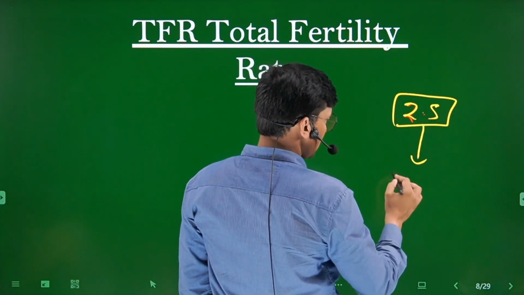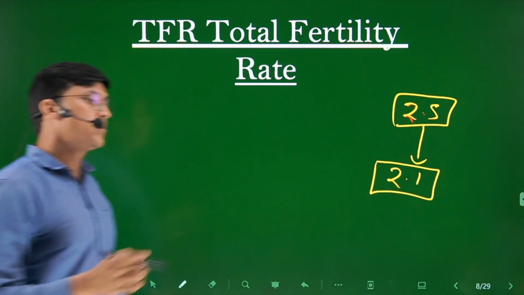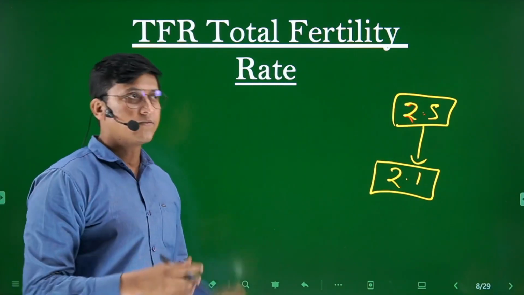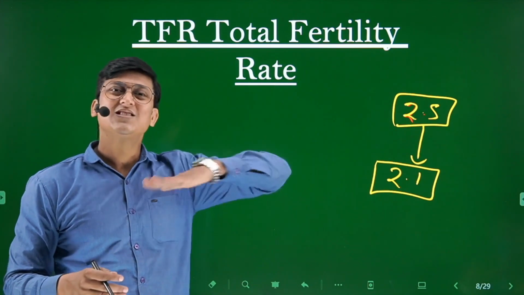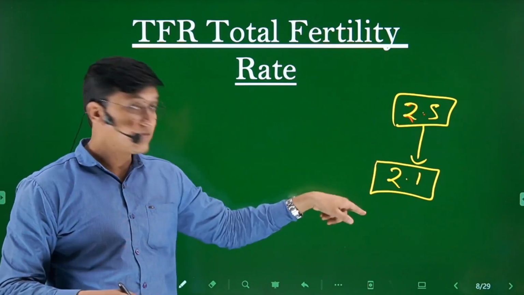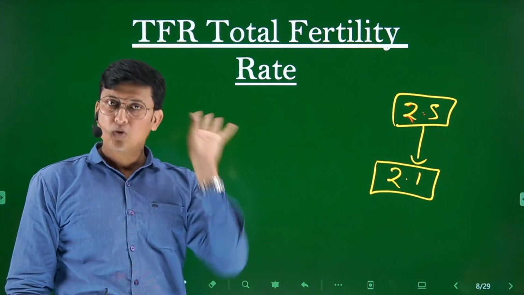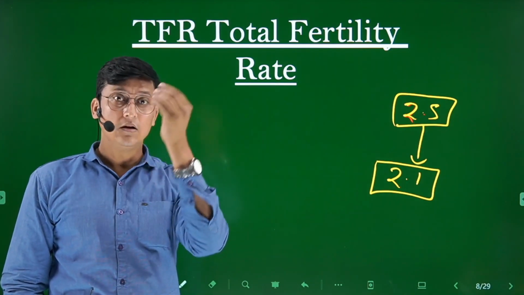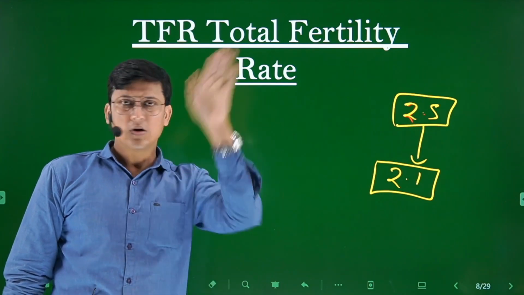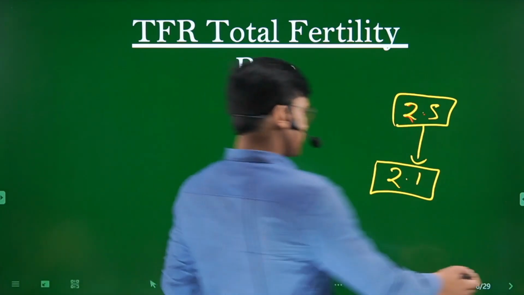We wanted to make it 2.1, because if a woman is producing, on an average, 2.1 children in her entire life, the population is going to be stagnant. Population shall not increase. We wanted to achieve it, and we have already achieved it. Let me tell you, we have already achieved it in most of the states in India. It is less than 2, but in a few states it is slightly higher, but overall, as far as the average is concerned, we have already achieved it. So this is TFR.